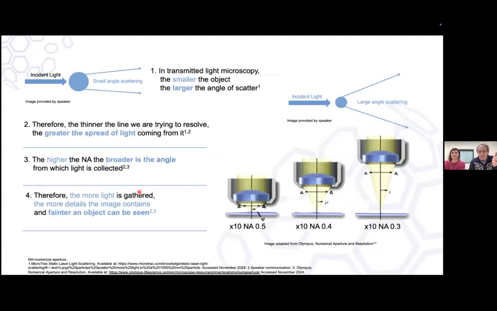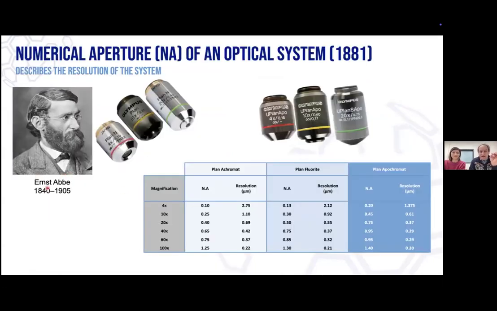And then the third element of this, which makes you understand that it is not the magnification but the numerical aperture of the system, is that it doesn't matter how much you magnify it, but how good the lenses are. And Ernest Abbe is the person that defined the quality of the optics by creating this numerical aperture. The numerical aperture can be transformed into the resolution of the system.